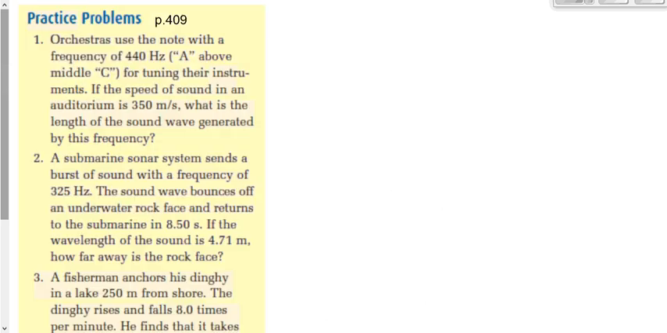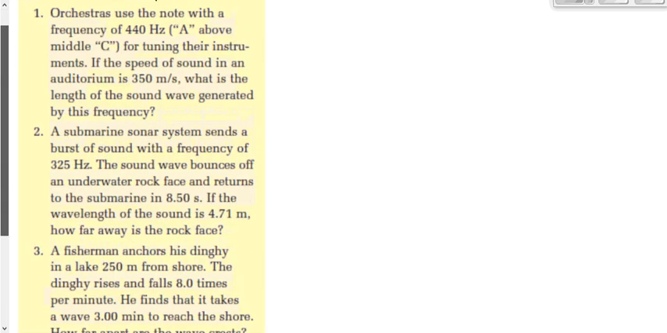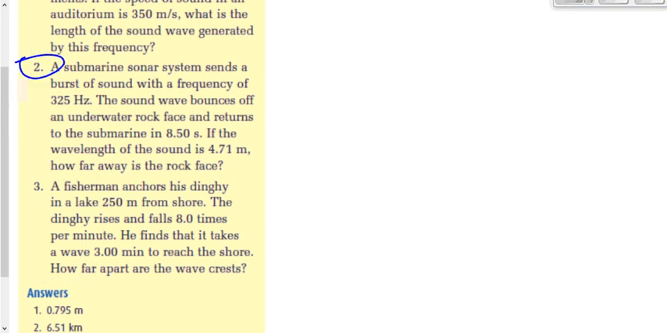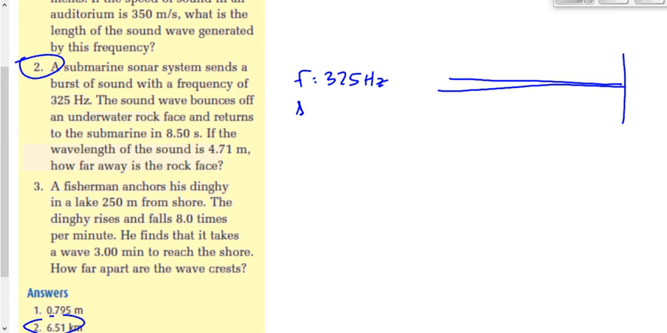Okay, let's take a look at these questions, please, on page 409. There's three of them here. Let's look at number 2. Some of us are having a little bit of trouble with that, getting 13 kilometers for an answer, and it should be 6.5 kilometers. It says a submarine sonar system sends a burst of sound at the frequency of 325 hertz. Let's write that down. 325 is f. The sound wave bounces off the rock, so it's going this way, bounces off the rock, comes back in a time of 8.50 seconds. We have the wavelength is 4.71 meters, and we want to find the distance, right?